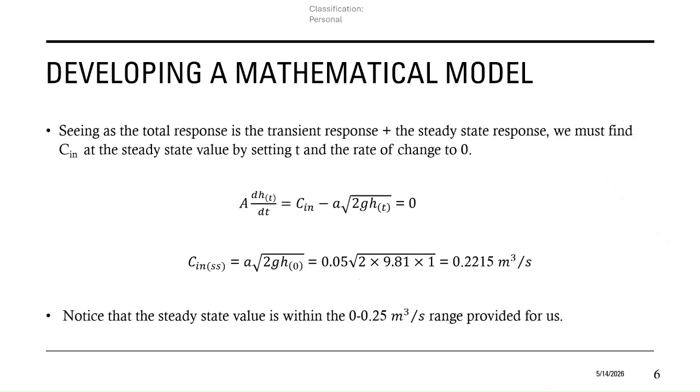Seeing as the total response is the transient response plus the steady state response, we must find Cin at the steady state value by setting t and the rate of change to 0. So we can solve for Cin and plug in the values given to us in the specifications, and we get Cin of steady state equals 0.2215. Notice that this value here, 0.2215, is between 0 and 25, which was the limit that was provided for us.